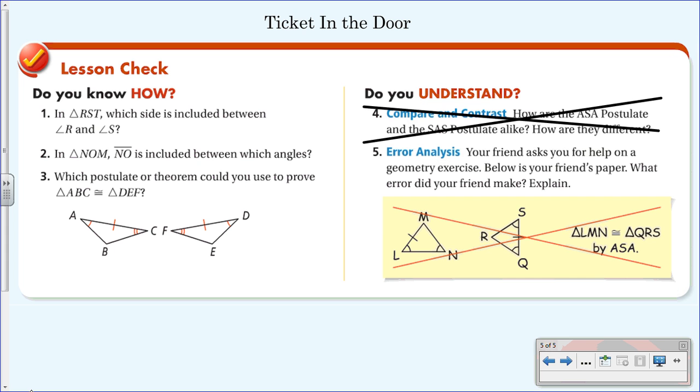And then number five, your friend asks you for help on one geometry exercise. Below is your friend's paper. What mistake did your friend make? Explain. All right, so answer these four questions, 1, 2, 3, and 5, because you don't have to do number 4. Make sure you have them ready to go when you come to class tomorrow. Good luck.